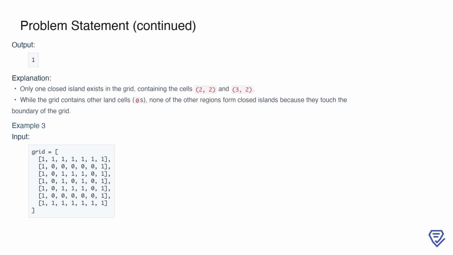In the second example, the grid is another 8x4 matrix. Here, there is only one closed island, which consists of the cells (2,2) and (3,2). While the grid does contain other land areas, none of these form closed islands because they touch the boundary of the grid. For example, the land cells on the left and right edges are directly connected to the boundary. As a result, the output for this example is 1, since there is only one closed island.